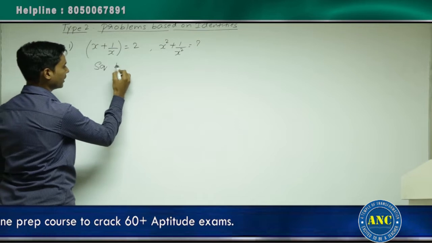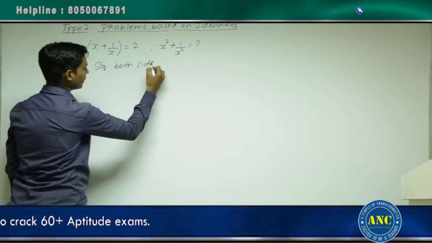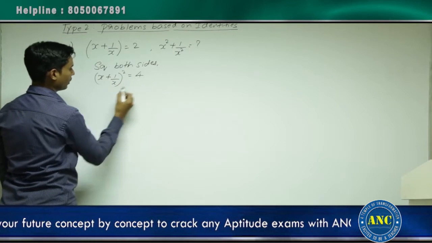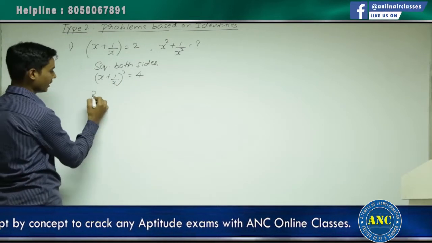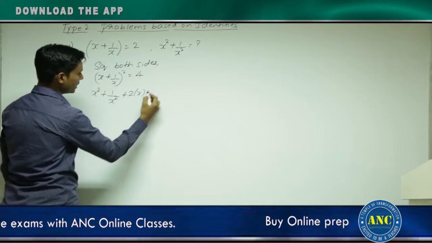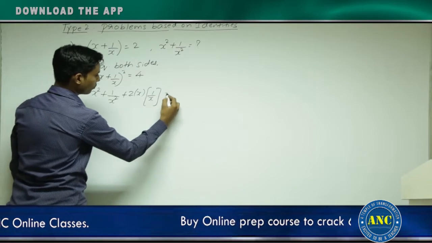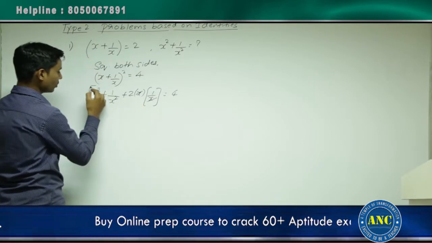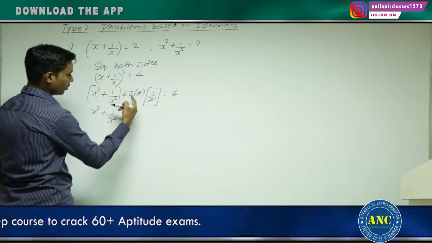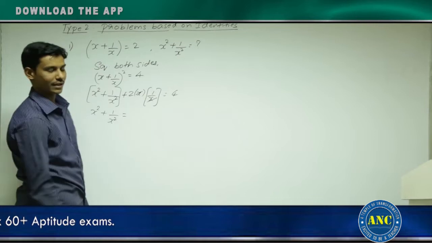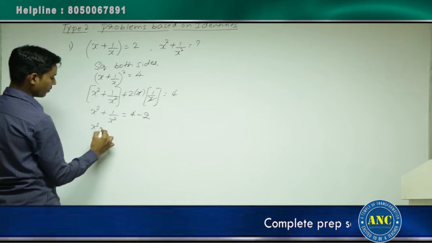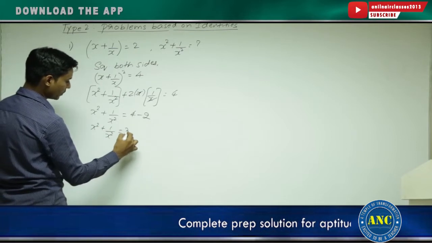If I square both sides, I will get x plus 1 by x whole square is nothing but 2 square, which is 4. Expand it by using a plus b whole square, which is a square plus b square plus 2ab, equal to 4. So if I simplify, x square plus 1 by x square is what I require. This is 2 into 1. If I shift it to the right hand side, it becomes 4 minus 2. 4 minus 2 is 2. So x square plus 1 by x square value is nothing but 2.